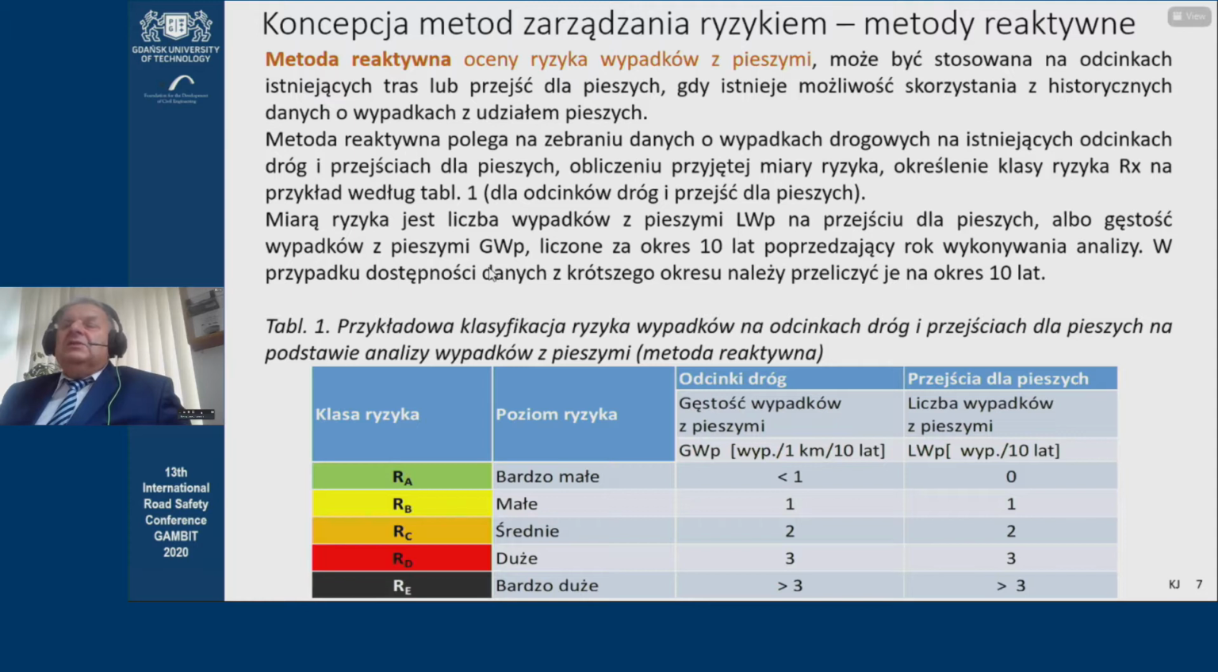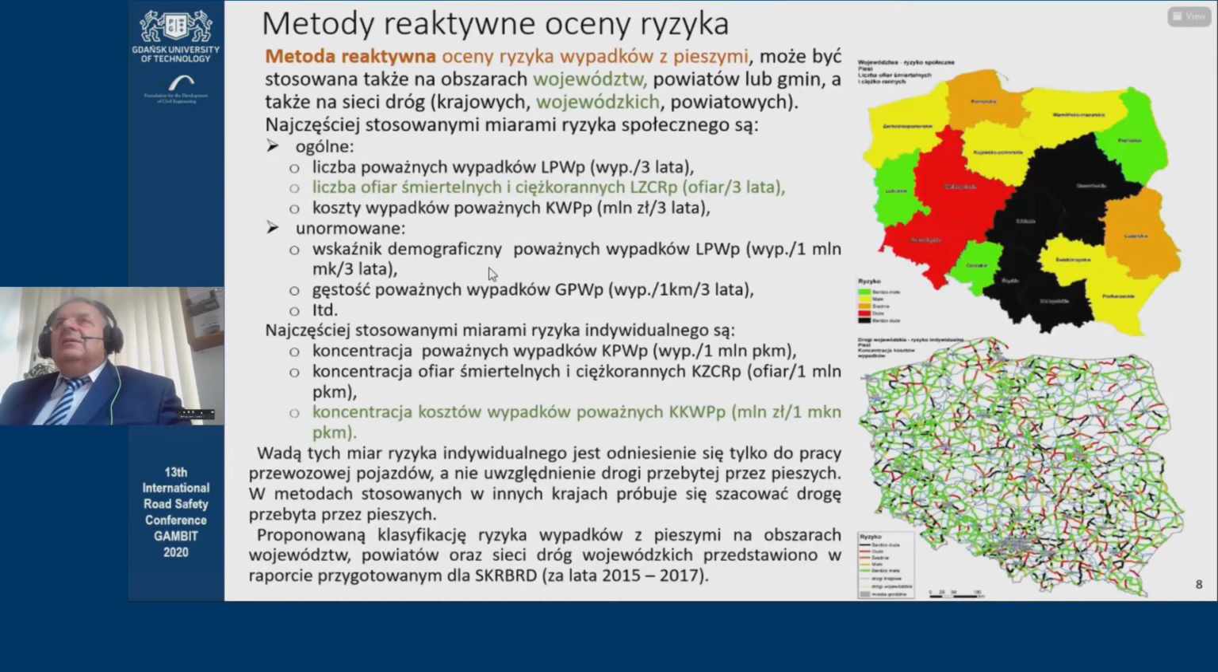So reactive methods. In the guidelines that talk about the design of pedestrian infrastructure, our classification is based on existing data. It's 10 years. Even if it's a shorter period, we will calculate it over 10 years. And so accident density lower than 1 per kilometer per 10 years, that's very low risk, but anything above 3, this is very high risk.